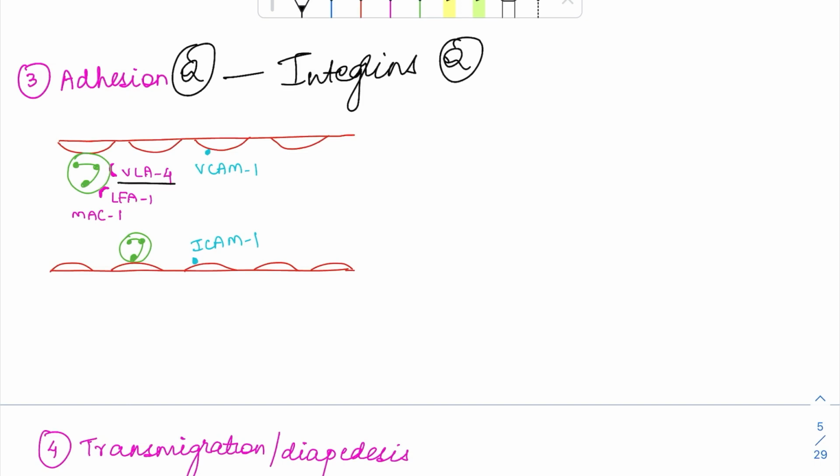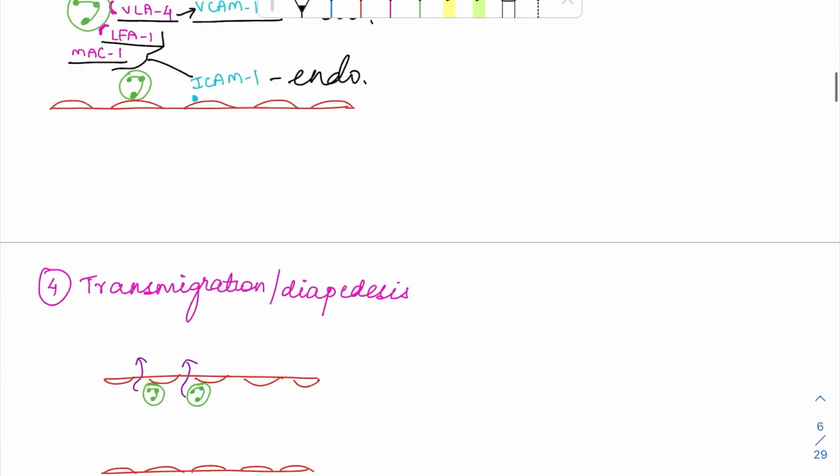So what are the integrins? The VLA4, LFA1 and MAC1. So these are the integrins present on the WBC, be it a neutrophil or a macrophage. So VLA4 is present on the neutrophil, while LFA1 and MAC1 are present on the macrophages. So they will attach to their corresponding receptors present on the endothelium. So VLA4 will go and attach with VCAM1, which is expressed by the endothelium. Okay. While LFA1 and MAC1 will attach to the ICAM1, which is expressed by the endothelium. So integrins are present on WBCs. They'll attach with VCAM1 and ICAM1 present on the endothelium, resulting in adhesion.